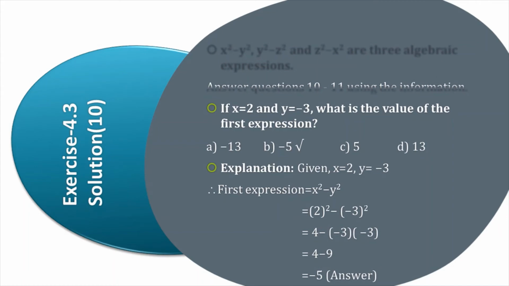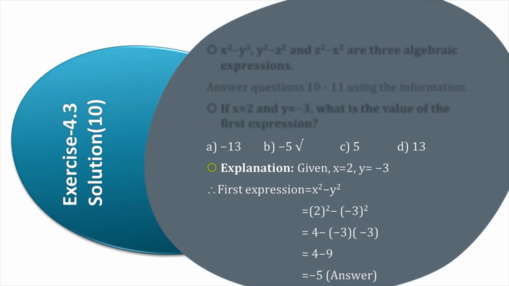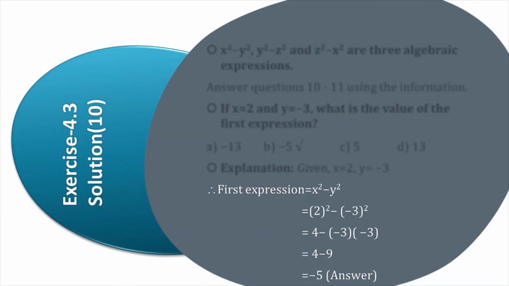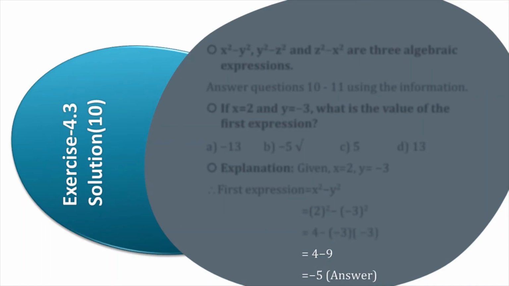So my dear students, this is question number 10. As you can see, the answer is minus 5. You have to remember that the bigger number's sign will be the answer, obviously, every time. So that's why minus is the sign of 9, and the answer will be minus 5.